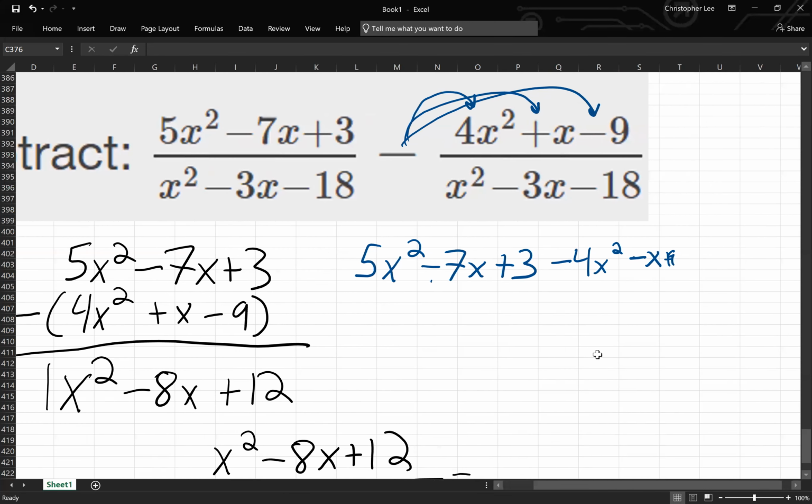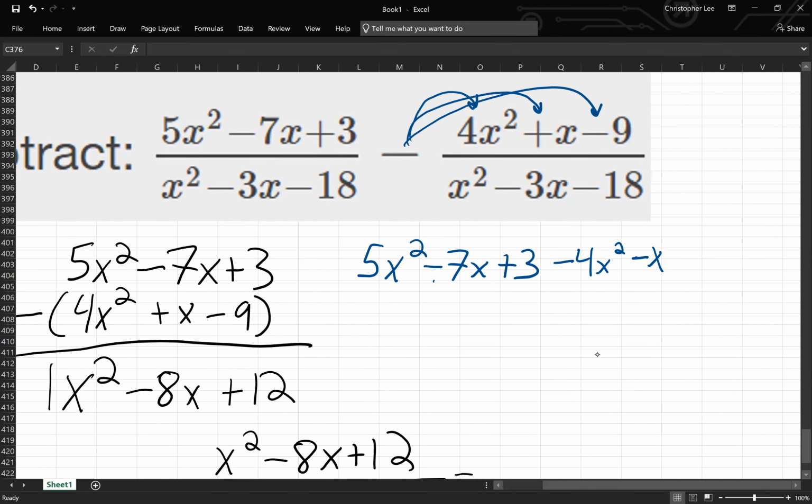Hold on one second. Minus x plus 9, right? And then you just combine like terms. So just add, right? 5x² plus negative 4x². That's just the regular x². Cross these out. Negative 7x plus negative x is negative 8x. Cross these out. And then 3 plus 9, that's the 12. Either way works. If you want to do it vertical, go ahead. If you want to do it this way, go ahead, right?